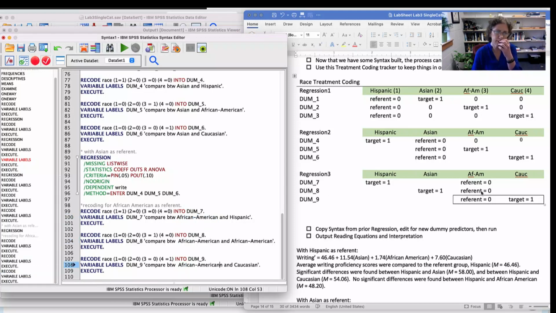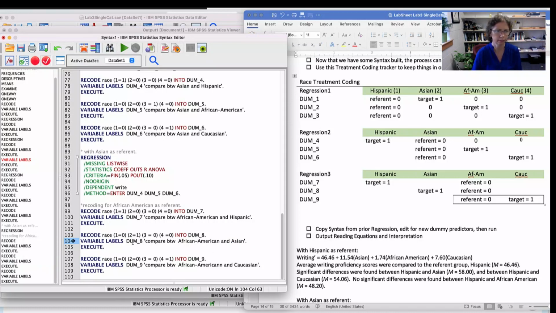So that's my referent on all 3 of these dummies. And Hispanic is my first target, so it should be coded as 1. So it's going to be 1 0 0 0 1 0 0 0 for DUM 7. For DUM 8, I'm going to have 0 1 0 0 0 1 0 0. And this is between African American and Asian.